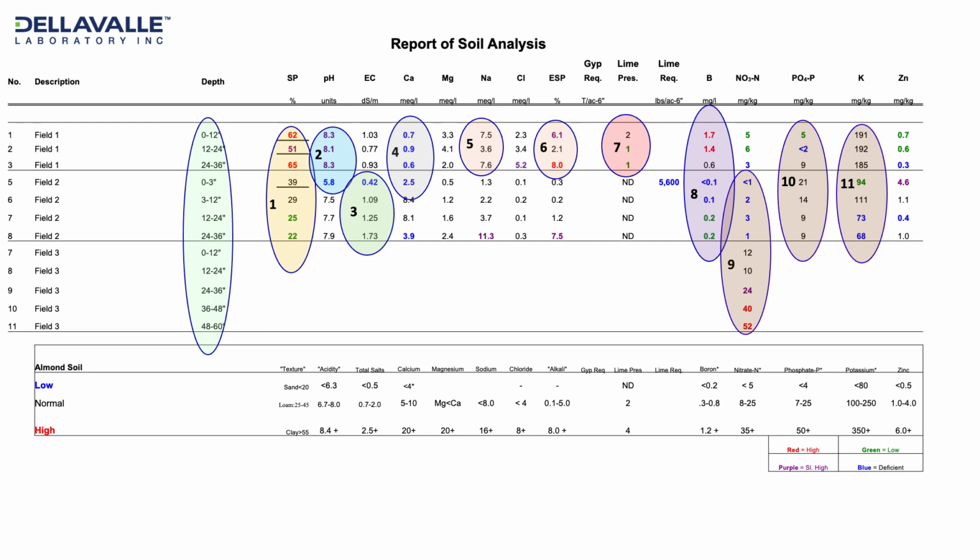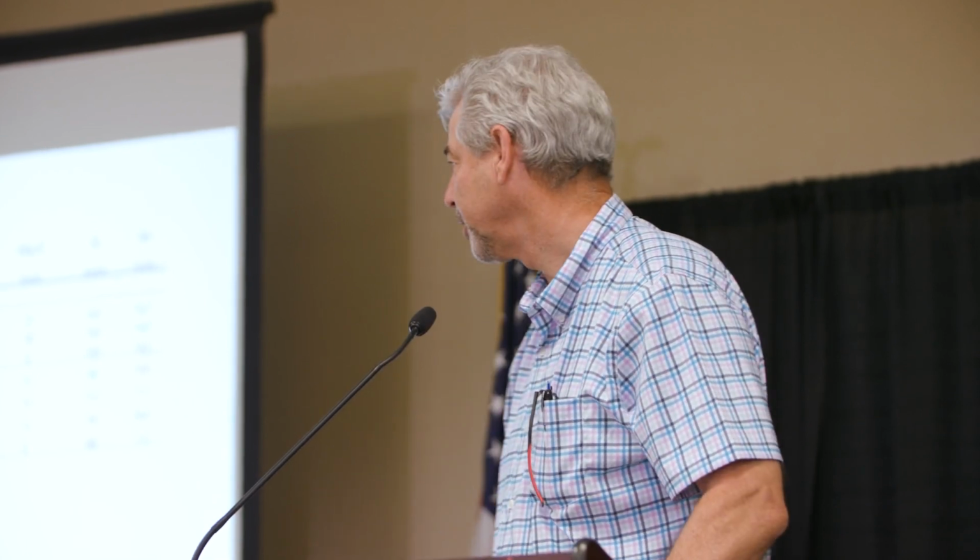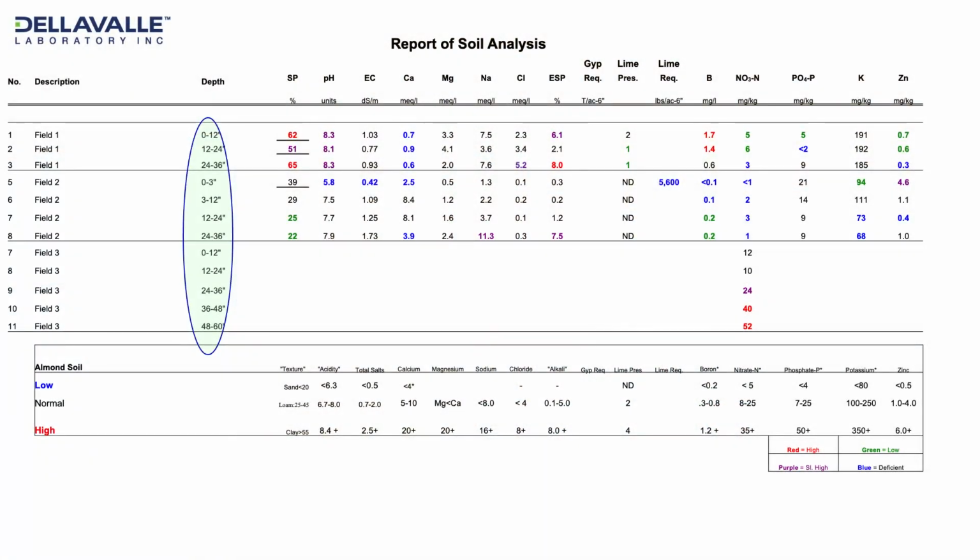So we're going to jump right into depth. It makes a big difference on where you pull your soils, how deep you pull them. It depends on what you're after. What are the questions that we want to answer with soil depth? Here you can see we have 3 fields. The first field is sampled at 1 foot increments to a depth of 3 feet, just looking at our major portion of our root zone.